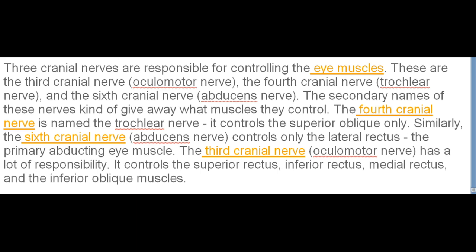The secondary names of these nerves kind of give away what muscles they control. The 4th cranial nerve is named the trochlear nerve, it controls the superior oblique only. Similarly, the 6th cranial nerve, abducens nerve, controls only the lateral rectus, the primary abducting eye muscle. The 3rd cranial nerve, oculomotor nerve, has a lot of responsibility. It controls the superior rectus, inferior rectus, medial rectus, and the inferior oblique muscles.